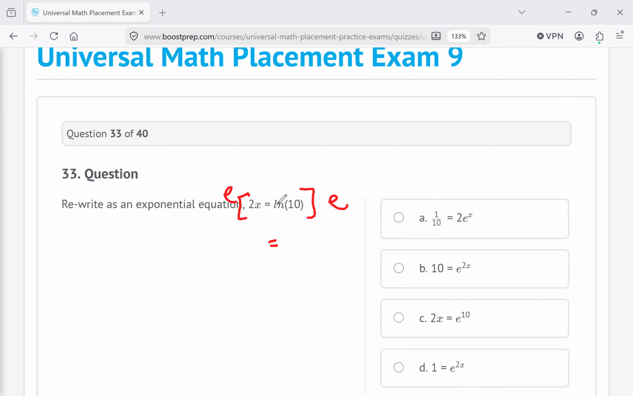So over here on the right, ln e cancels, you're left with 10. And then you have e to the 2x. I think it's this one, right? 10 equals e to the 2x. So I think it's B, right? Take the e on both sides. The e and the ln cancel, you're left with 10, and then e to the 2x. Yeah, there we go. B.